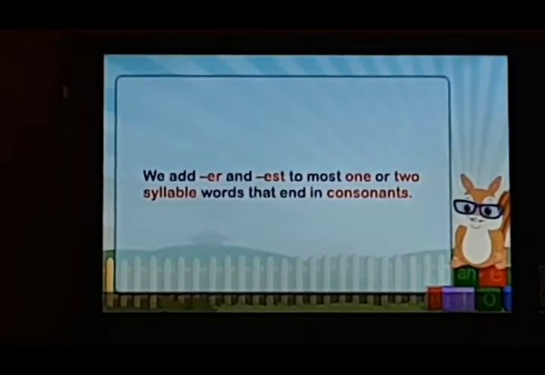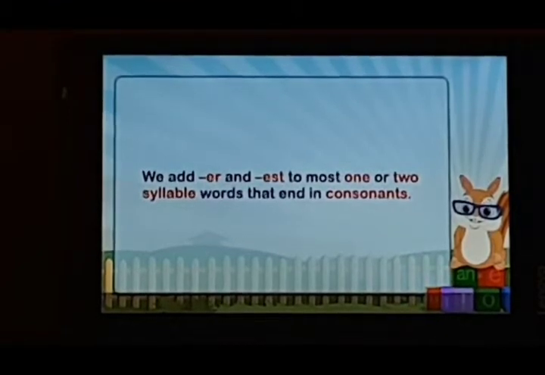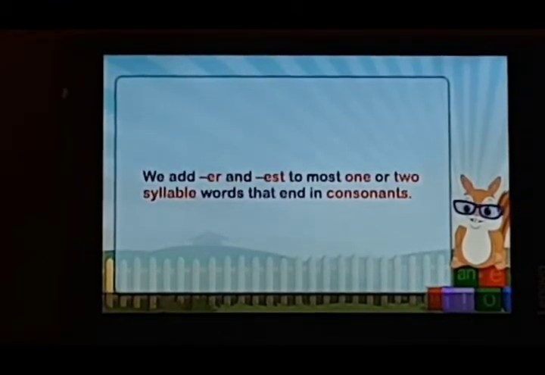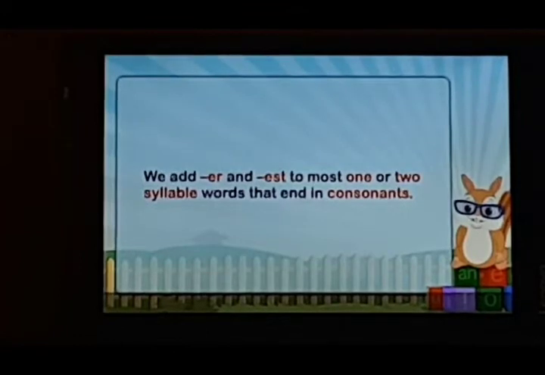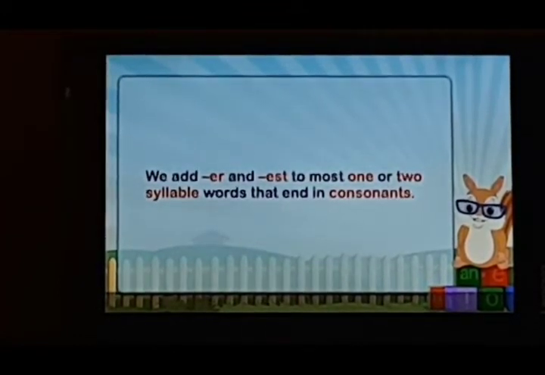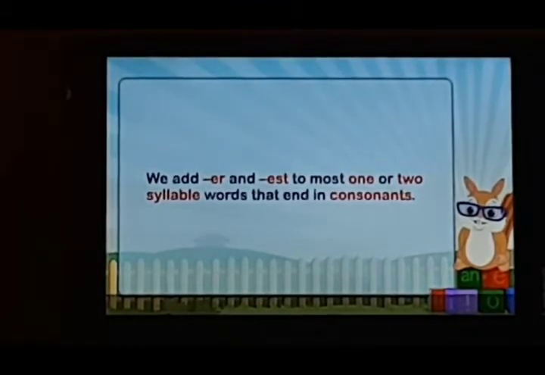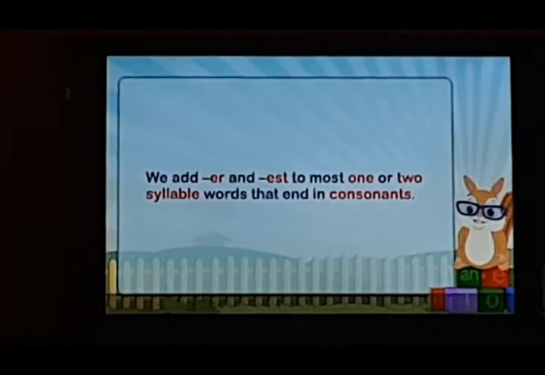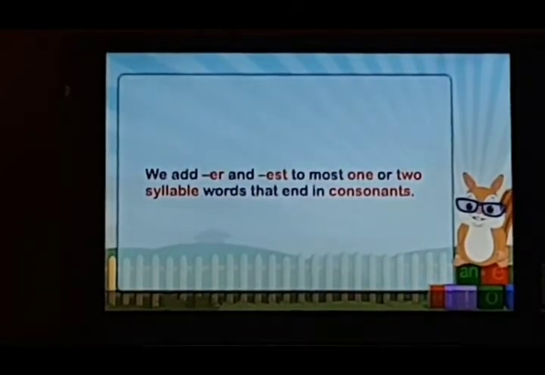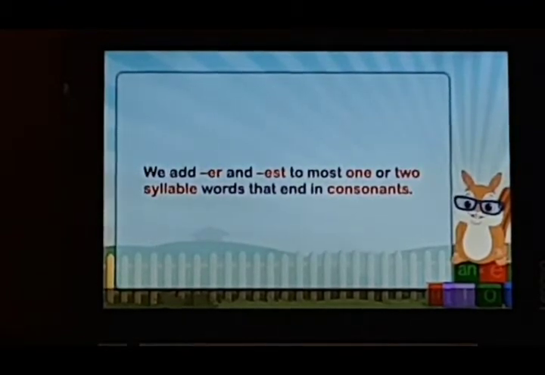Now the changes which we saw in the words, the words we use for positive degree, can be ER or EST. These are the most common changes that happen in the words. How do these words get changed? We usually use ER for comparative degree and EST for the superlative degree. And where do we use these? To most one or two syllable words.